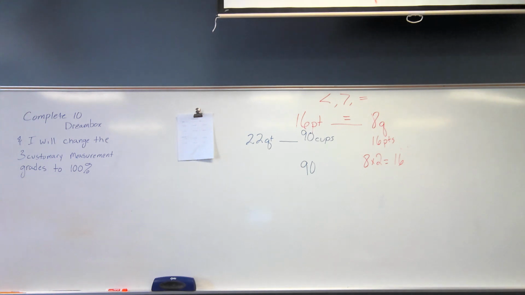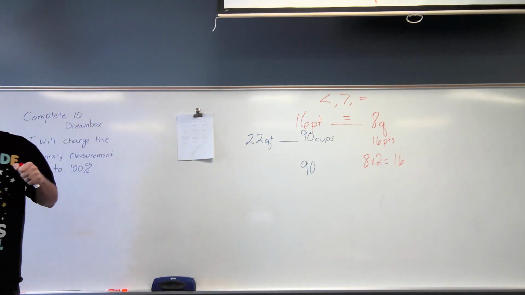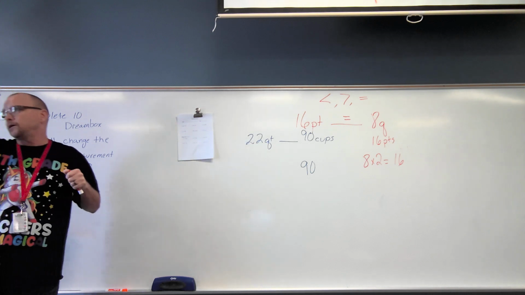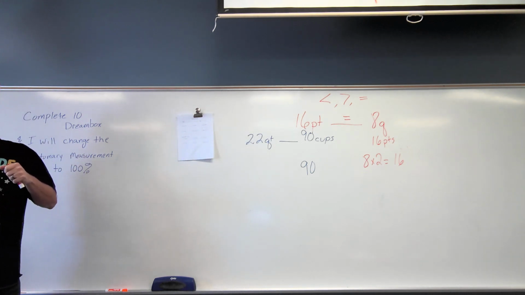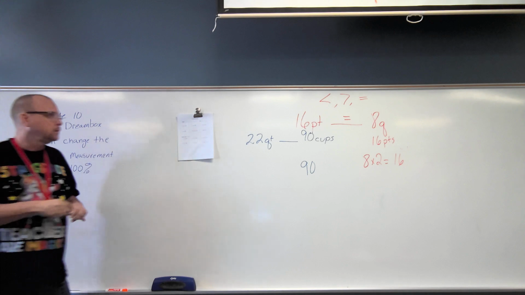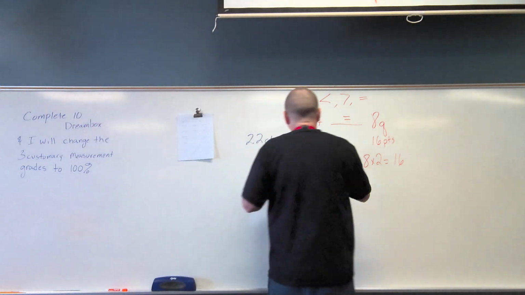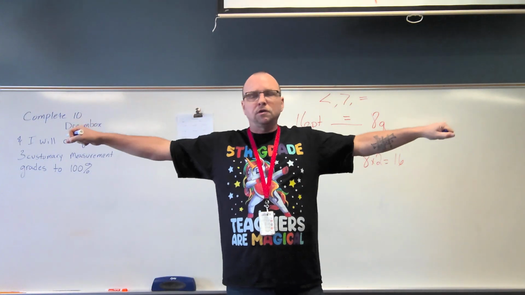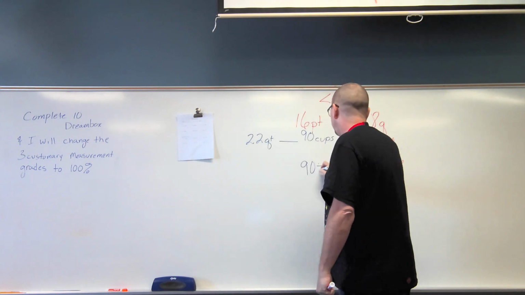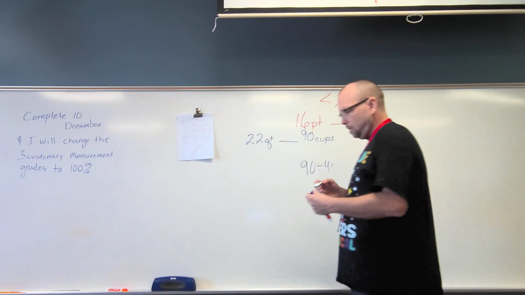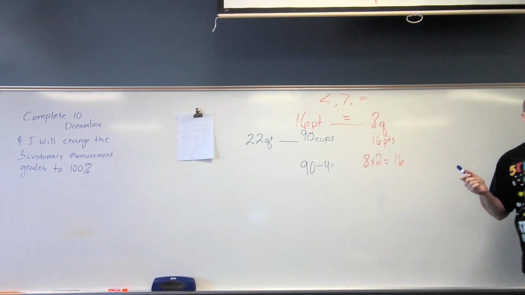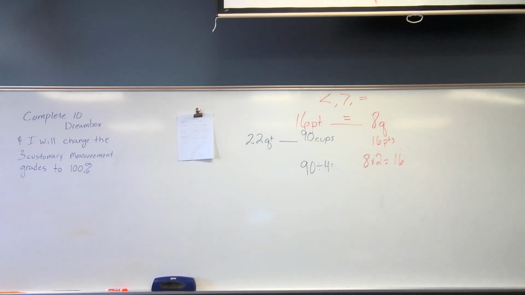2 cups in 1 quart. No, 2 cups in 1 pint. Oh. And then 2 pints in 1 quart. So how many cups are in a quart? 4. Good. So we're going to go from cups to quarts. So that means we're going to divide. And 90 divided by 4 is what?